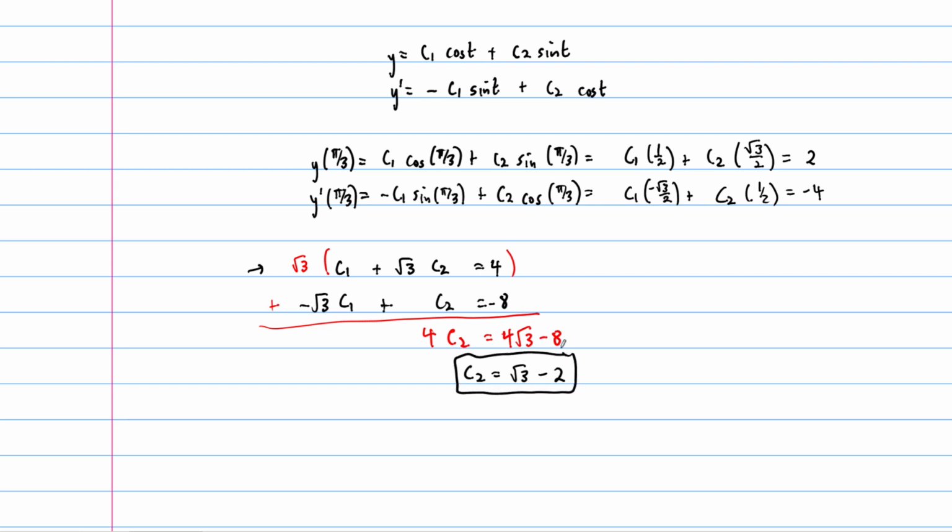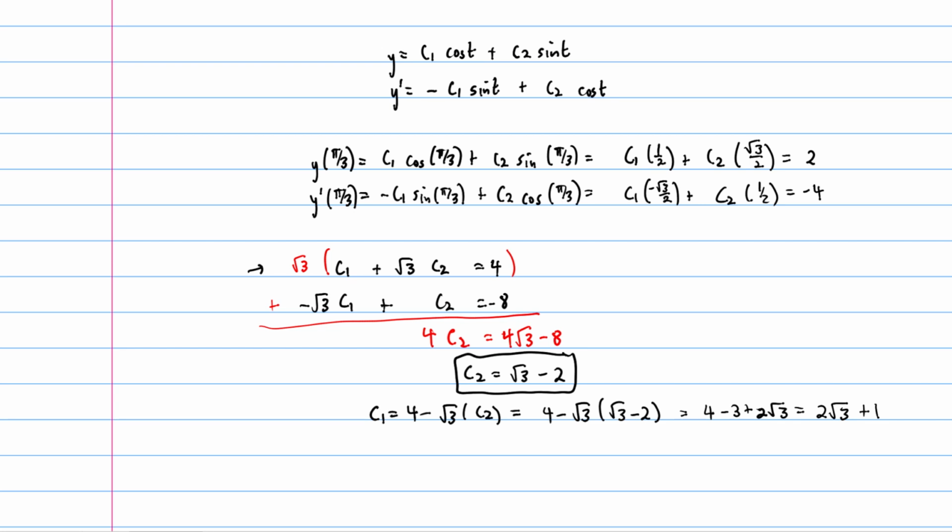There's our constant c2. Now once we know c2, how do we find c1? We go back to this original equation, right? So c1 is equal to 4 minus root 3 times c2. So that's 4 minus root 3 times root 3 minus 2. So that's going to be 4 minus 3 plus 2 root 3. And that's 2 root 3 plus 1, right? 2 root 3 plus 1.